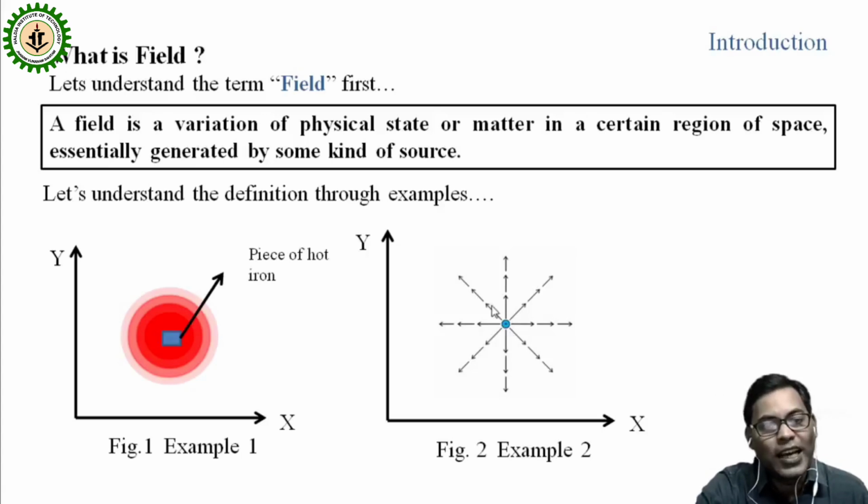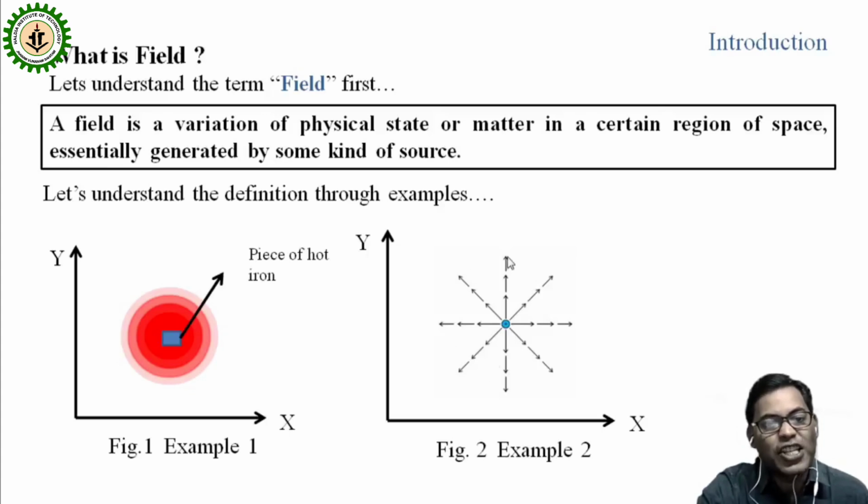Therefore, here the source is the plus q charge, which is generating some variation in the surroundings of this source charge. It is changing some parameters or physical state, so that we can see that the negative charge, if placed, will be attracted.